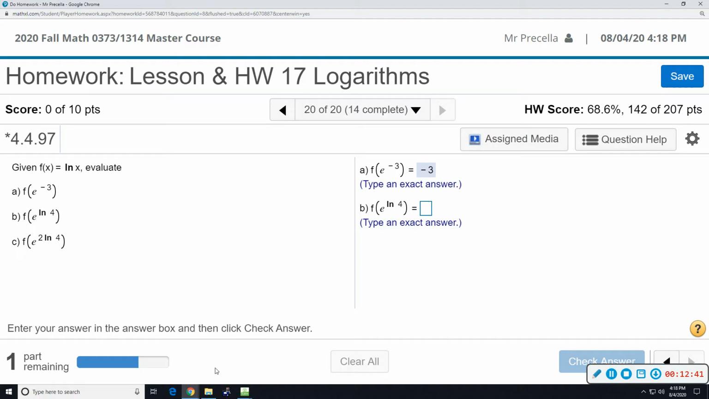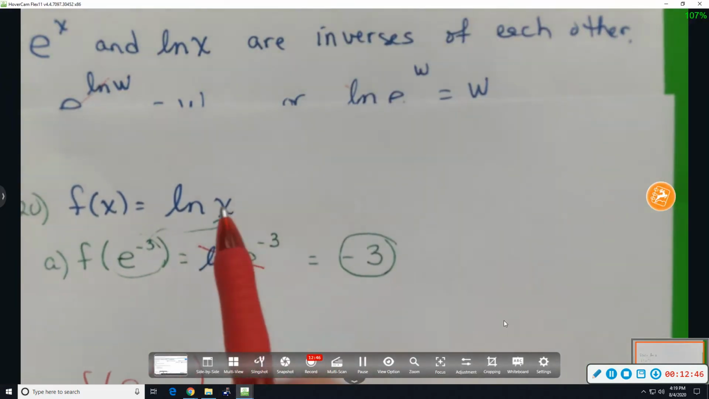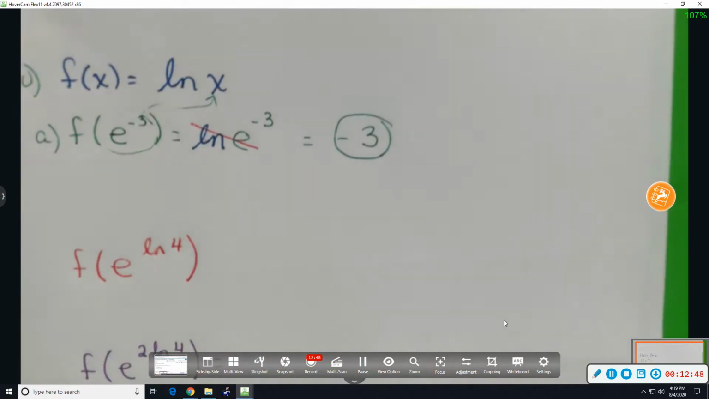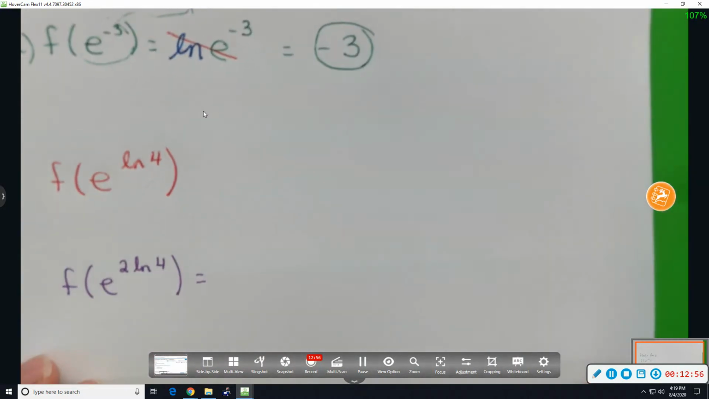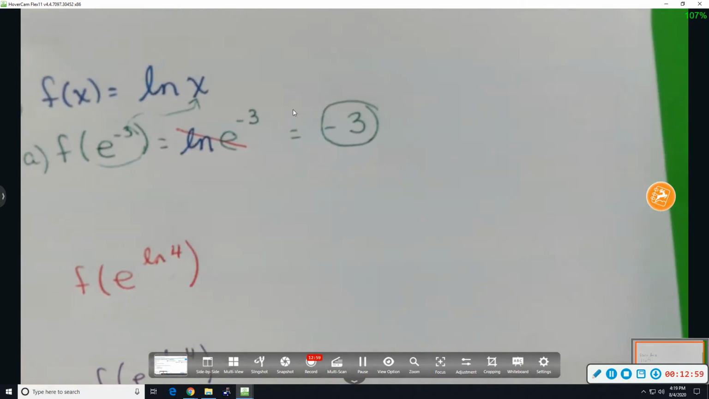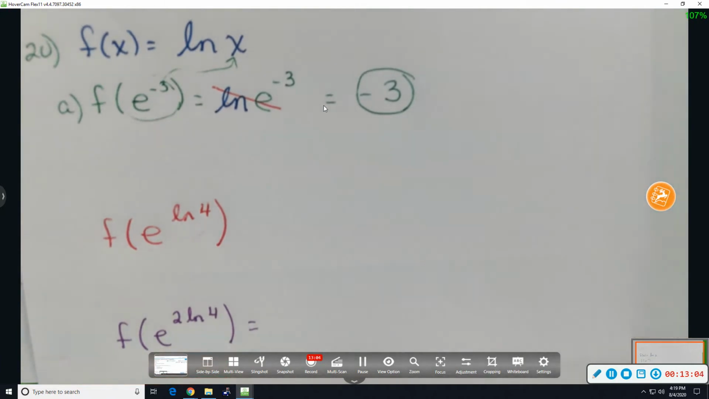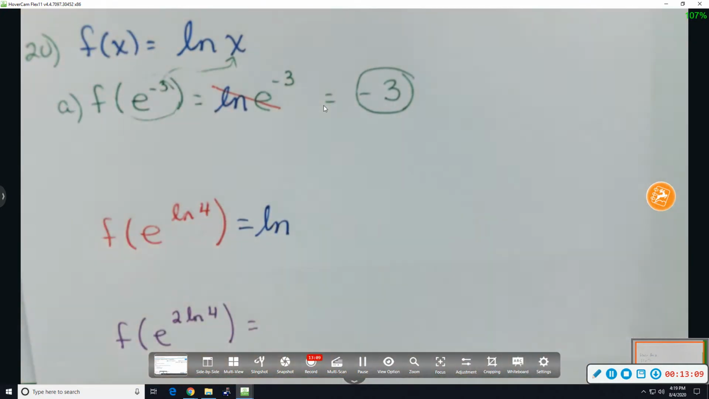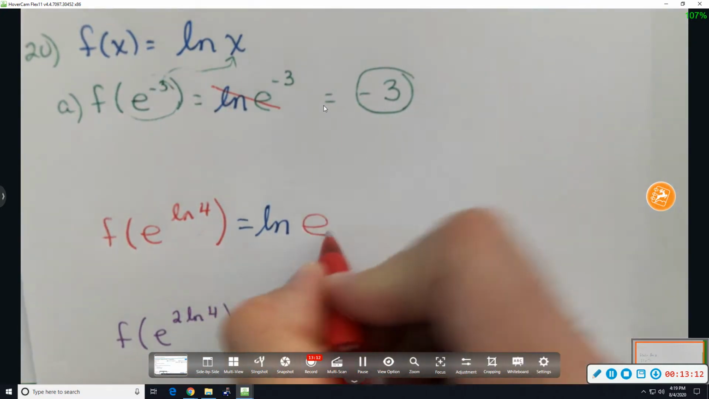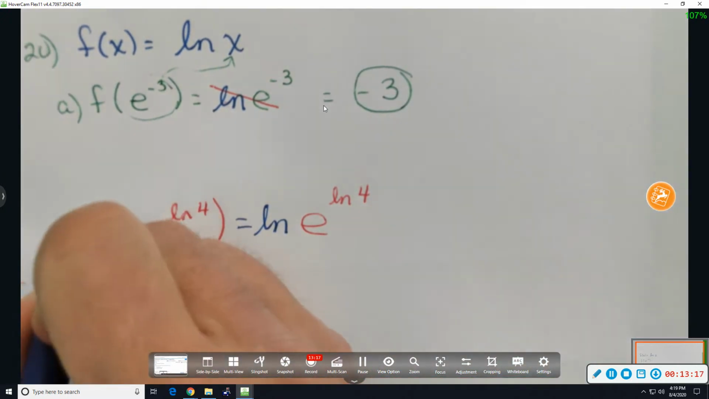Now, f of e to the ln 4. Well, in place of this blue x, I'm going to put the red e to the ln 4. So I have the blue ln, and I'm replacing this blue x with the red e to the ln 4. Label that part B also. Okay, this is part B.